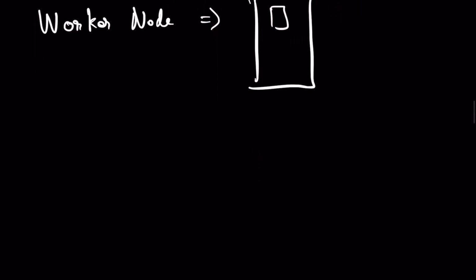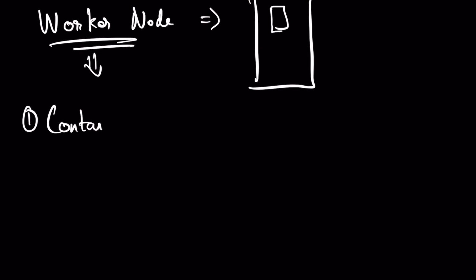So first we will discuss about the worker node. What are the components that are required in the worker node? So as we know, it is the one which is going to host the applications, and it is going to be hosted in form of a container format. So what is required is container runtime.